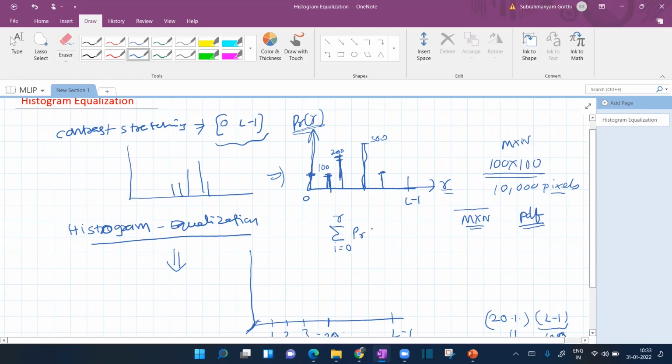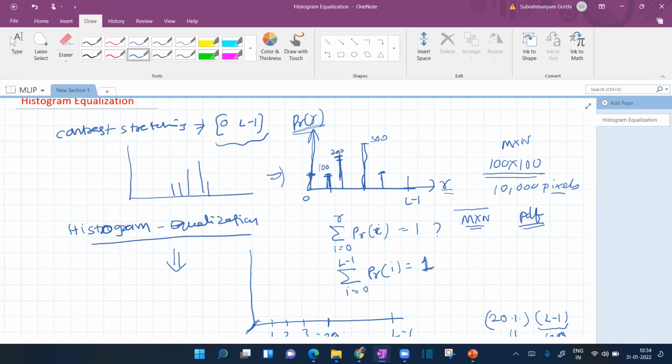Is this what you want me to write? No. Can you just correct it? Summation, I varying from 0 to L minus 1, very good. And here what should I write? PR of I, very good, is equal to 1. That's all. Then it will become your PDF.